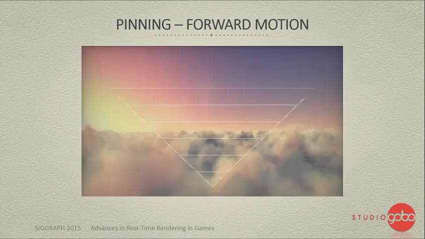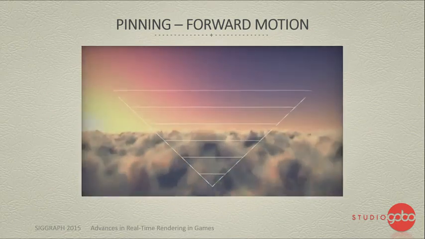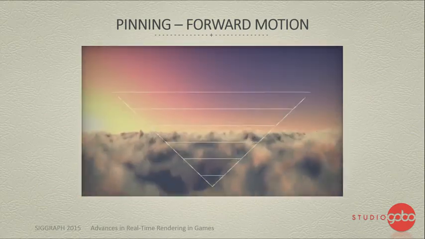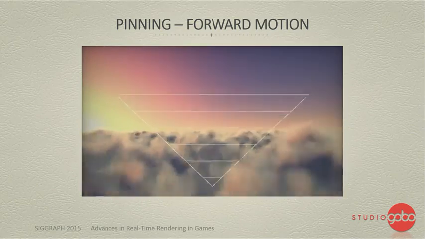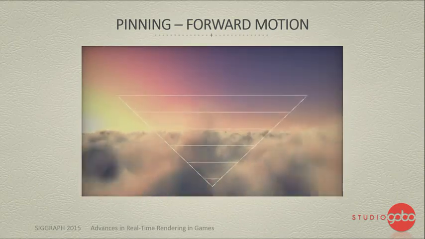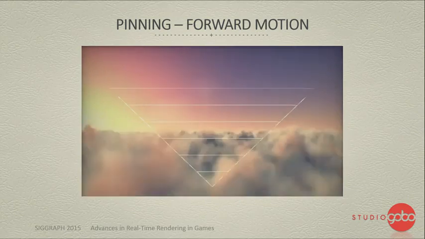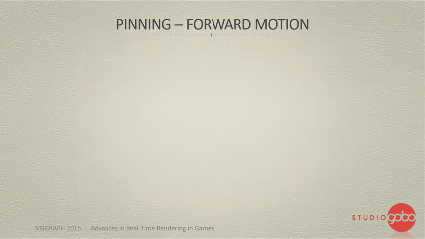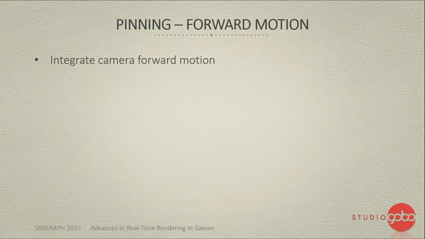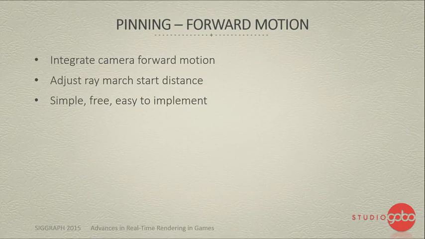For the forward motion case, there's actually a really simple fix, and we can illustrate this with this video. Instead of just ray marching from the camera, starting at the same position every time and walking out at the same steps, we simply offset the start position, or the start ray march step distance. Doing that, we compensate for the camera forward motion, and our samples are completely stationary in the volume. So all we need to do is integrate the camera forward motion and adjust the ray march start distance in the shader, and that's it. It's very simple, it's more or less free, and it's very easy to implement.